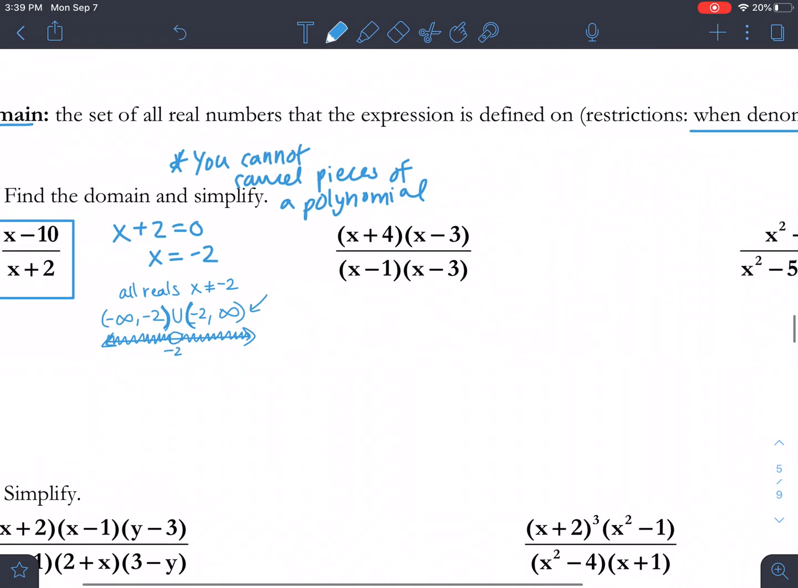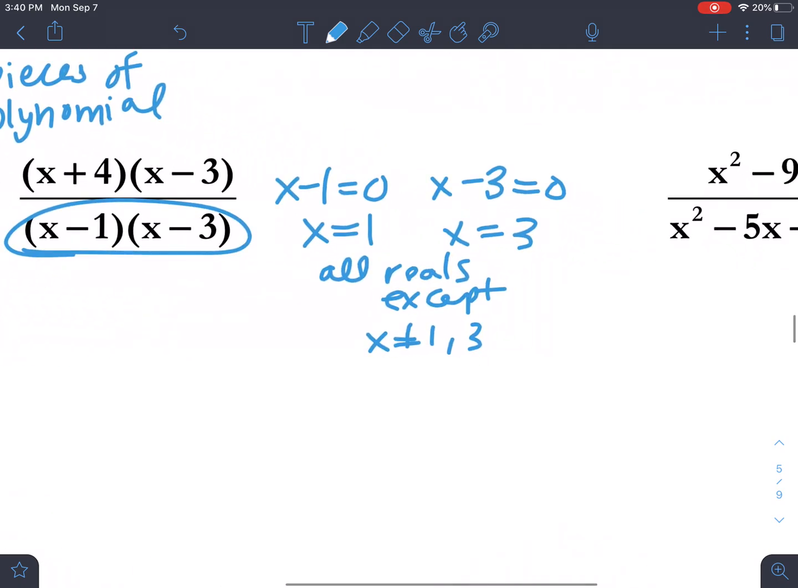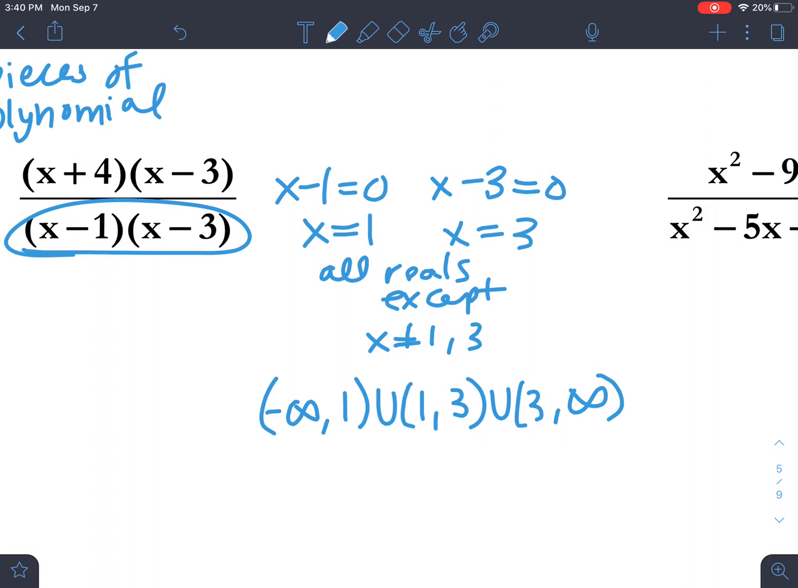Okay, let's take a look at the next one. So again, the first thing we're doing is looking for that domain. I look at the denominator and set each one of these equal to 0. Specifically, it's when x is 1 and when x is 3 that I'm going to have these issues. So I can plug in all real numbers, except x cannot be 1 or 3. Notice I did this before simplifying, and we would write that from negative infinity up to 1, and everything between 1 and 3, skip over 3, everything from 3 to infinity.